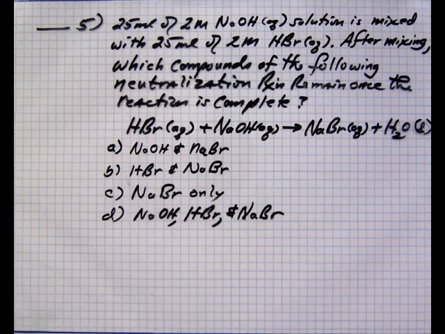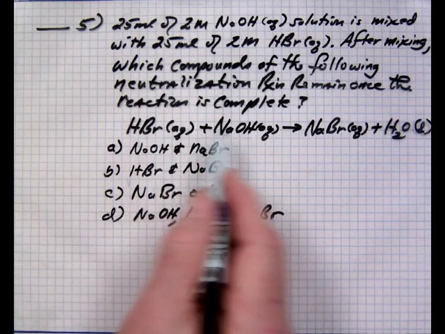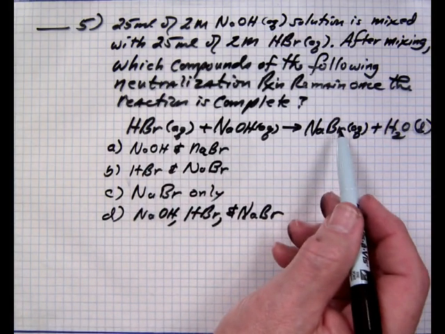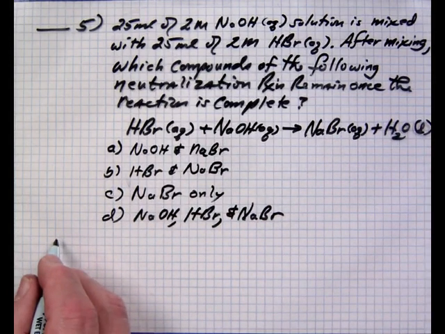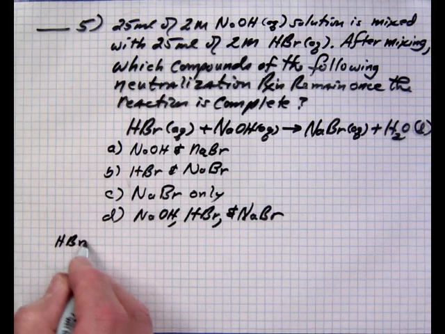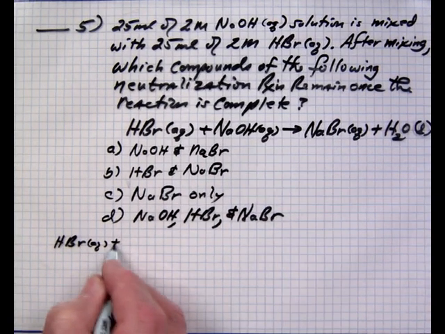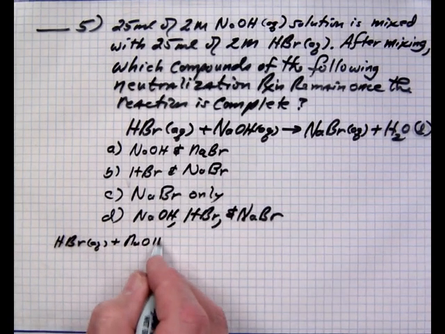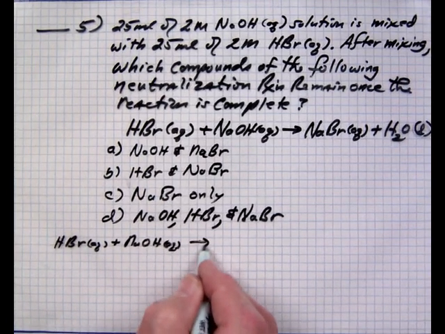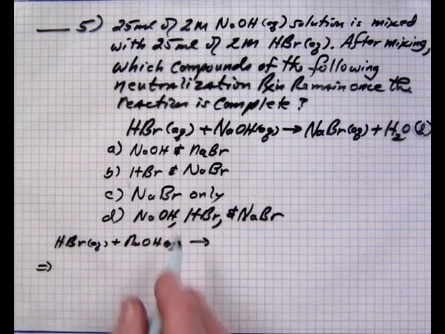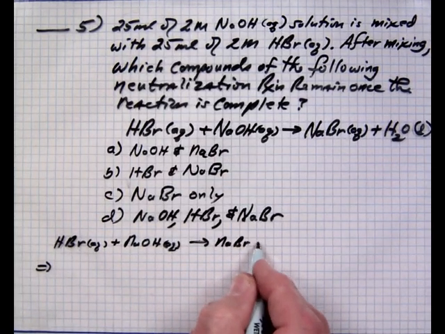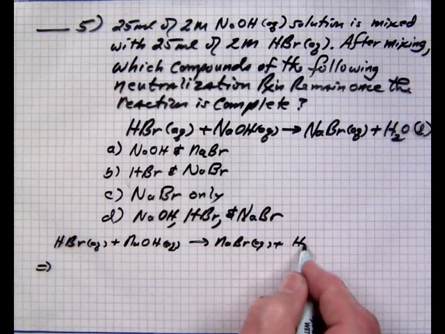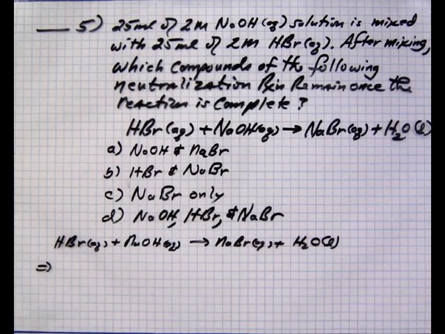Now, when considering a problem like this, looking at the reaction, we see it's a 1-to-1 reaction ratio to produce salt and weak electrolyte. So we take the reaction HBr, aqueous, plus sodium hydroxide, aqueous, and calculate what the mixing ratio is to produce sodium bromide and H2O as liquid.